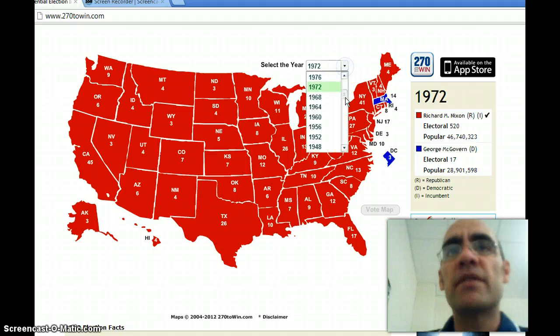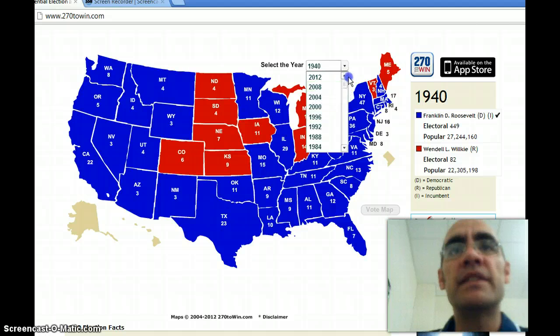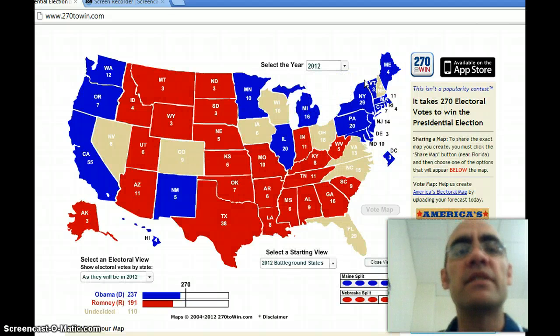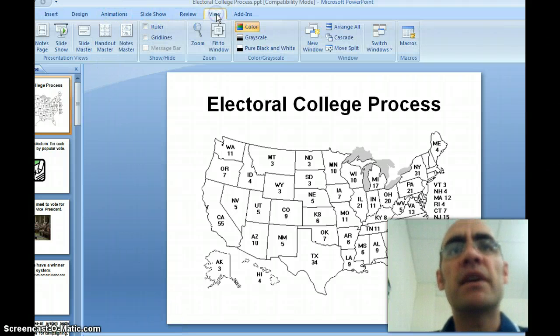Let's go back even further. Let's go back to 1940. Pennsylvania has 36, California has 22. The reason the numbers change is that it is based on a state's congressional representation, a large amount of which is tied into the population. Okay? So let's go back to our PowerPoint, and let's view our PowerPoint.